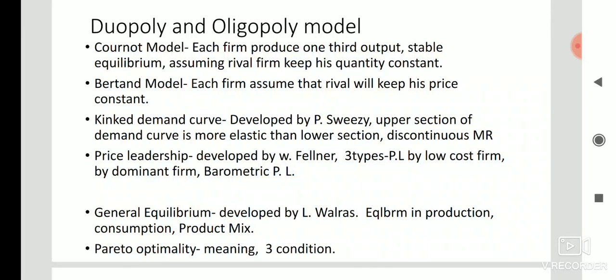And here one of the important assumptions is that if one firm reduces the price, then all firms will follow him. But if one firm increases the price, then no one will follow him. Questions come from this assumption: if one firm reduces the price, then all firms will follow him, but if one firm raises the price, then no one will follow him.